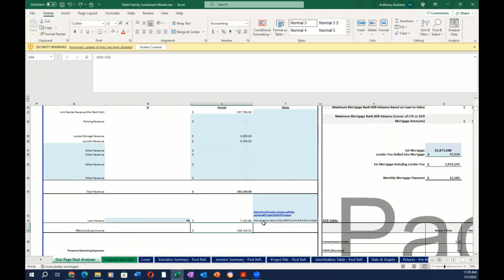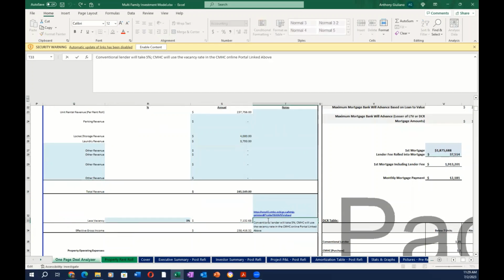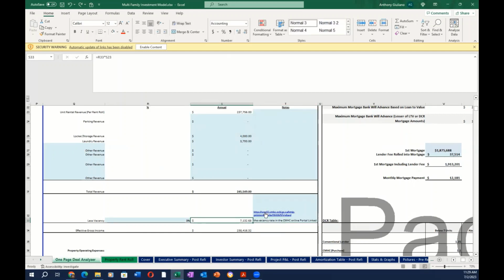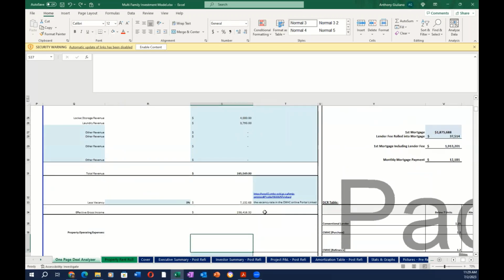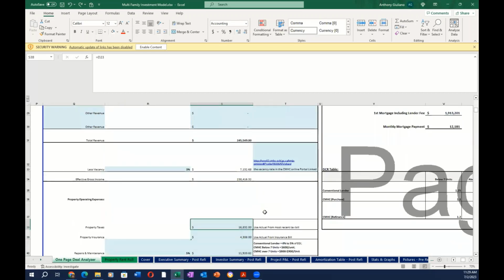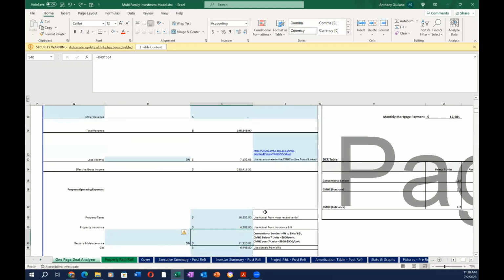Again, depending on who you're refinancing with, you may want to take the conventional lender who will generally take a 5% vacancy rate, or CMHC's vacancy rate who will actually calculate it using this portal over here, depending on the property's area. So I have a 3% vacancy rate because I'm assuming this is going to be a CMHC refinanced loan. Property taxes are about the same. They would not have moved. Insurance was about the same. Repairs and maintenance, I have it calculated at about 5% of the effective gross income.